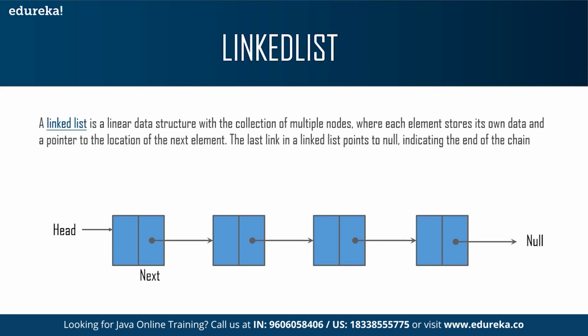So there are three types of linked list. One is singly linked list, that is unidirectional, where it contains only the information of the next node. When it comes to doubly linked list, it contains the information of the next node, and also the pointer to the previous node. And when it comes to circular linked list, the last node points to the first node.